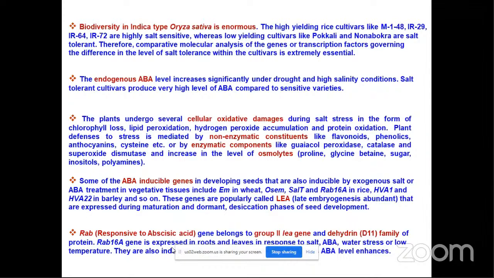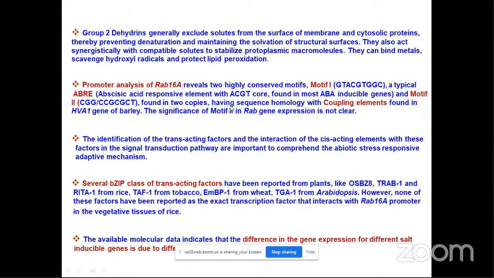It was a gene reported quite early by John Mundy and Nam-Hai Chua, but the gene was not characterized. So that was one of my earlier works, you can say. We also characterized the promoter of this particular gene. Initially, it was shown that this promoter has two motifs, motif 1 and motif 2. Motif 1 is a typical ABRE. What is meant by ABRE? That means a promoter sequence with an ACGT core, which can sense the increase in the ABA level.